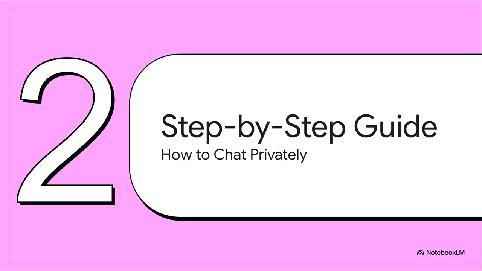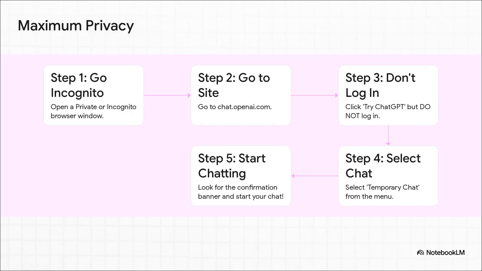All right, enough of the theory, let's get practical. Here is your step-by-step guide to actually starting one of these private chats. So for that maximum top-tier level of anonymity, this is the method you want to use. And the real pro tip here is step one, always start with a private or incognito browser window. That's what makes sure no cookies or anything get left behind on your device. From there, it's a piece of cake. Just go to the site and find the temporary chat option before you even think about logging in.